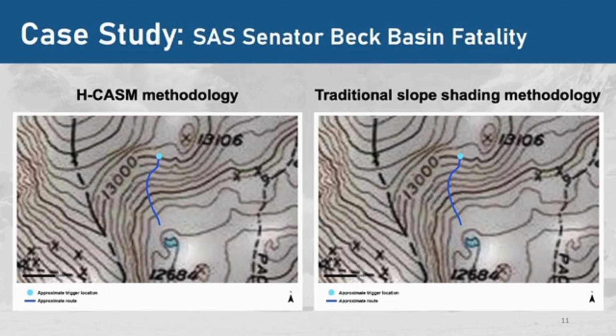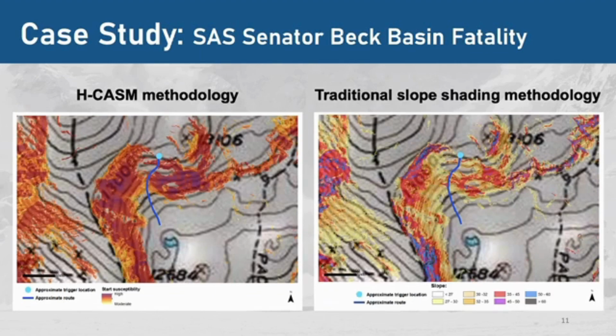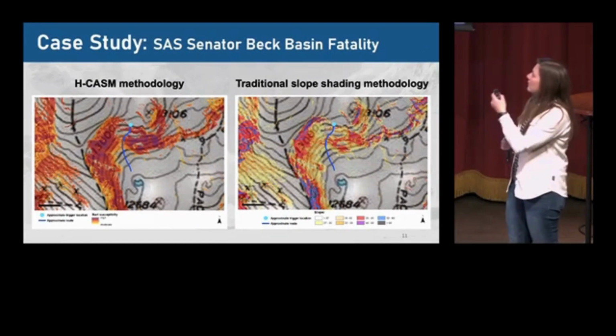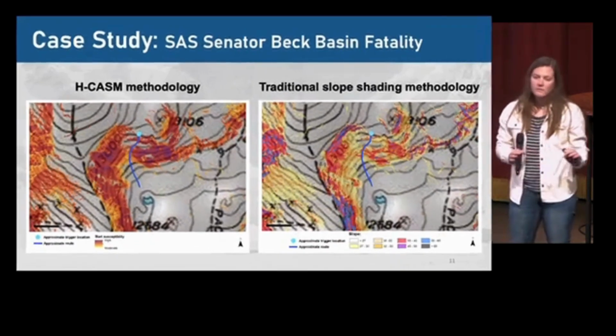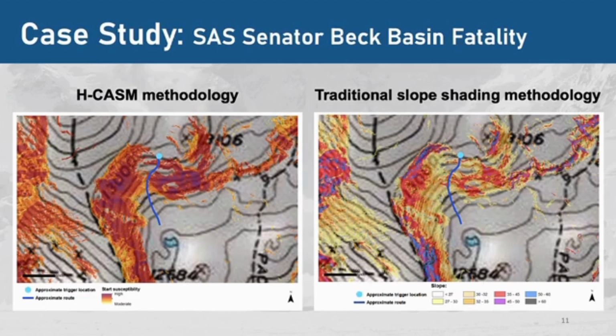With the HCASM, the new methodology, on the left, and traditional slope shading on the right. This is that case study again. So the light blue dot is the approximate trigger location, and the darker blue line is the approximate route of the skiers. So there's your first layer. Traditional slope shading, what you're used to seeing. These are made from the same exact digital elevation model, so the underlying data is the same, versus the HCASM, where the thing to note is the gradient shading versus that binning and hard and fast lines of the slope categories. That's how slope shading looks. That's what those maps look like.